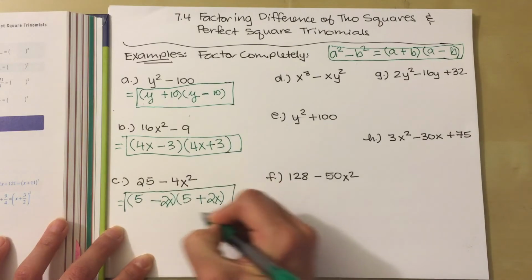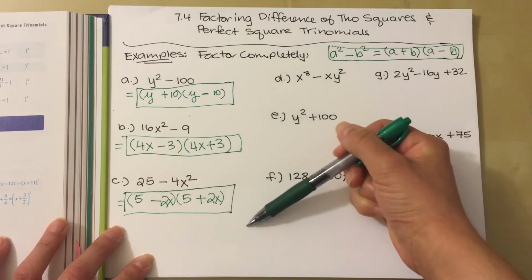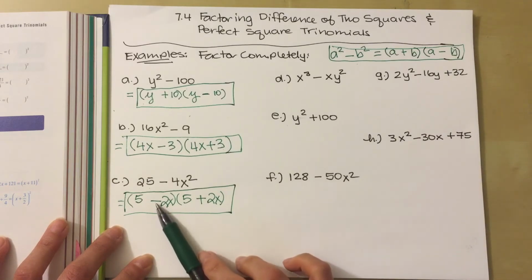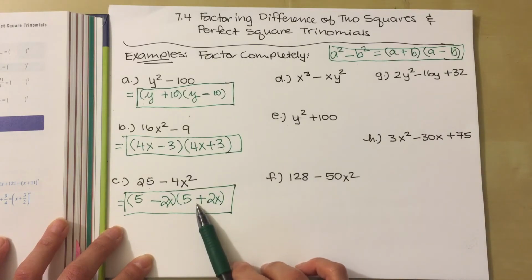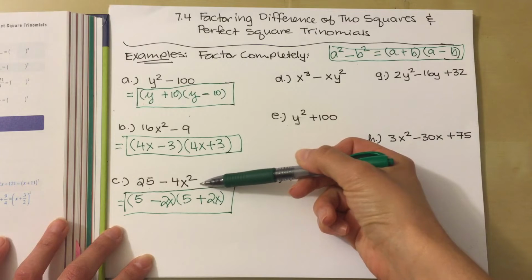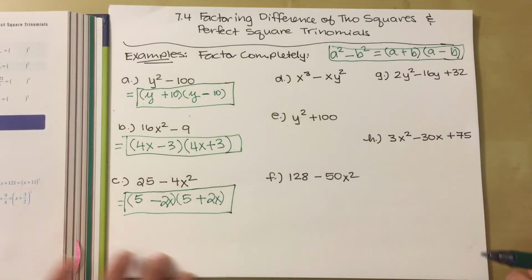How do you check your answers for A, B, and C? All you have to do is FOIL, or multiply the two factors together, and when you multiply, the middle term will be 0, and you'll get back to the original problem, so you can FOIL.